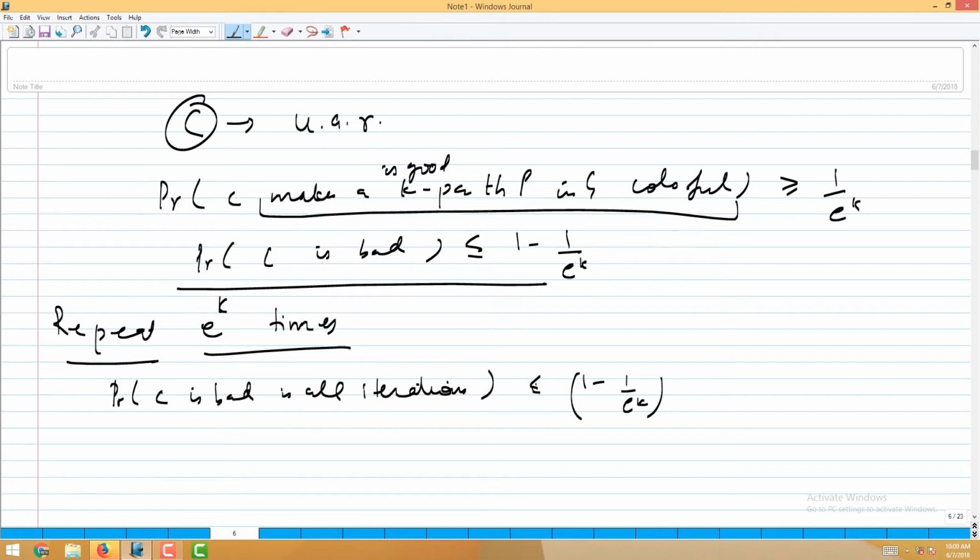So when do we say no? We say no when this coloring is bad in all the iterations. It's bad in the first iteration and it is bad in the second. Because if it was good in any one, I would have said yes, right? So when I say no, it's bad in all the iterations.